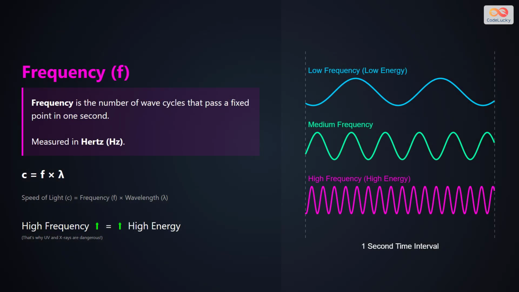Closely related to wavelength is frequency. Frequency is how many waves pass a specific point every single second. It is measured in hertz. There is a simple rule: high frequency means high energy. Notice the blue wave on the bottom? It vibrates much faster than the top wave. This is why ultraviolet light or X-rays can be dangerous. They have such a high frequency that they carry enough energy to damage cells.